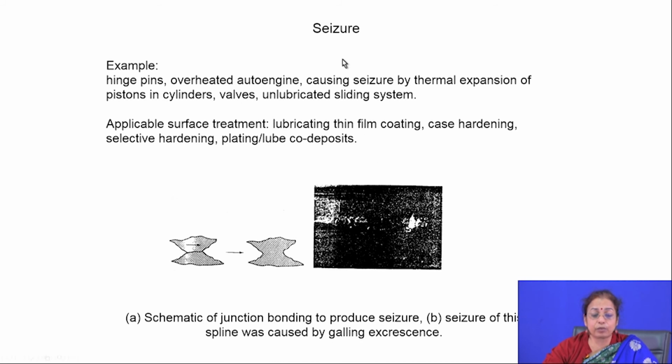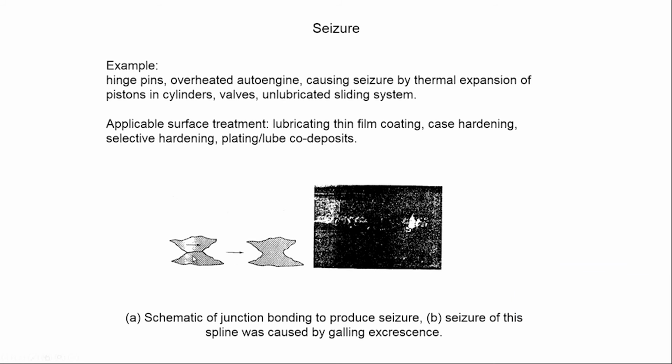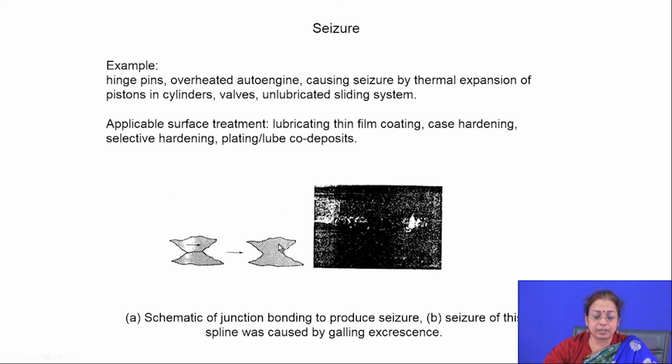Scissoring is a kind of wear where you will find that there is no loss of material because of wear, but there is just adhesive joint formation between the two surfaces. So, this is another kind of wear where there is no loss of material, but there is deshaping of the component, you cannot use it further.